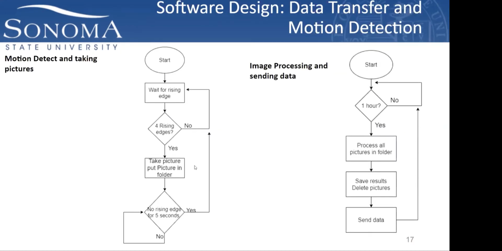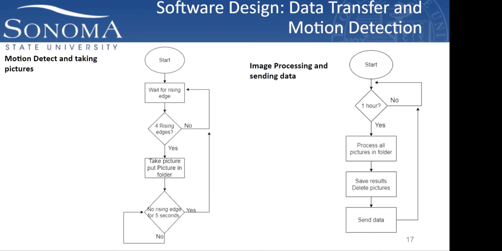Here's our software that we used. On the left is the software used for the motion detection and taking the pictures. First, we wait for the initial transition from 0 to 1, a rising edge, and we wait for 4 of those to occur due to the high sampling rate of our sensor and waiting for an object to come into view. Once that is achieved, we take a picture and put it into a folder for later use, and then we wait for no rising edges for 5 seconds before we allow the system to flag a new motion, to ensure that we do not detect the same person multiple times, even if we have someone walking slower in our field of view as well.